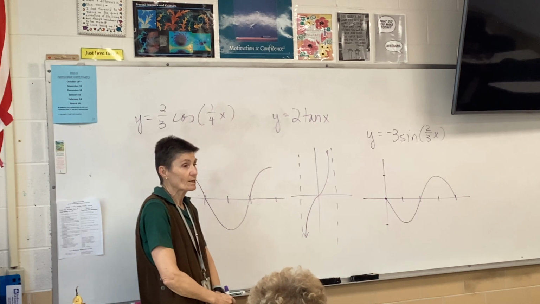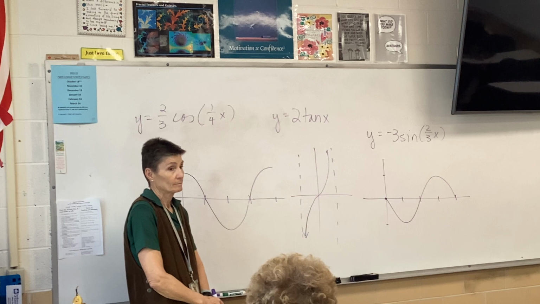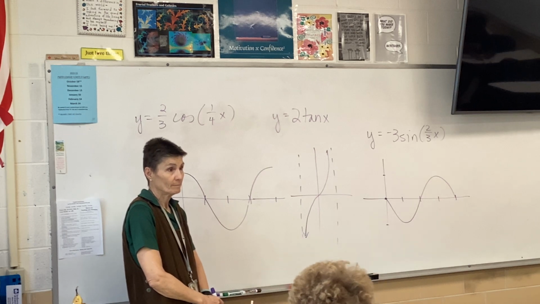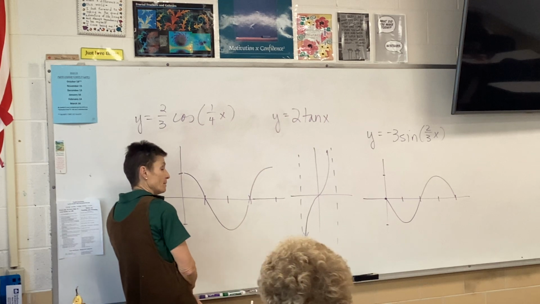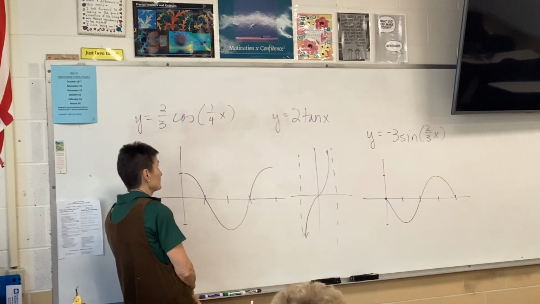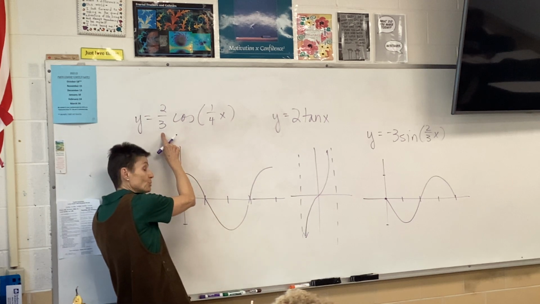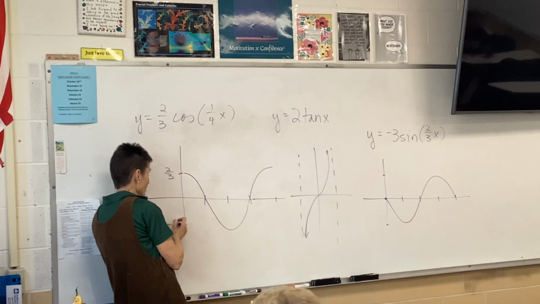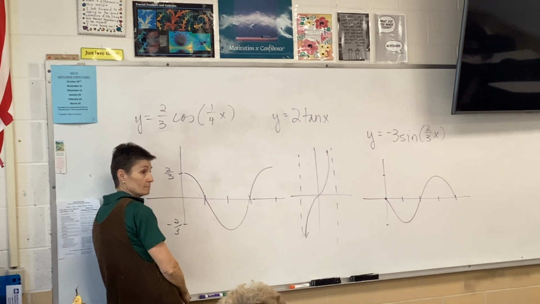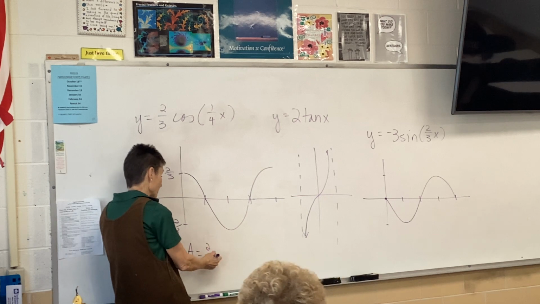Is there any question about the shapes? Shapes are good? Alright, then we're ready to start labeling. So back to our cosine. What does that 2/3 tell me there in front? These are 2/3. And oh, by the way, that's the amplitude.